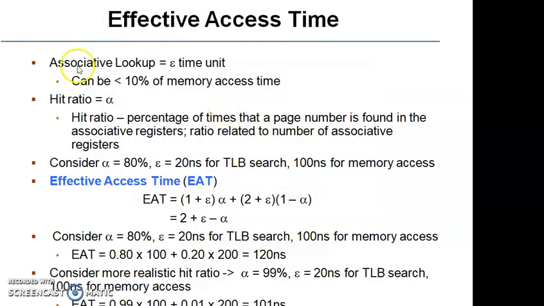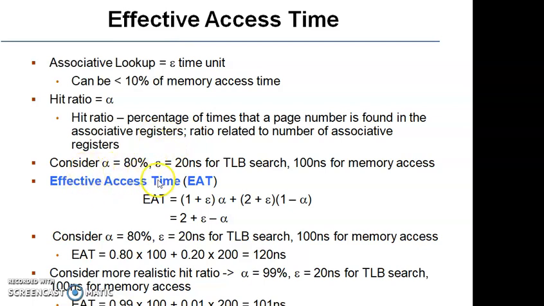Calculation of effective access time. Associative lookup, or we can call it parallel lookup, takes E time units. Here we are using the notation E for the time required to search the associative lookup, which can be 10% of the memory access time. Hit ratio is equal to alpha. Hit ratio is the percentage of times that a page number is found in the associative registers. It is related to the number of associative registers.